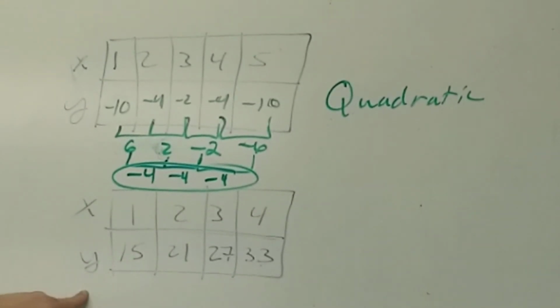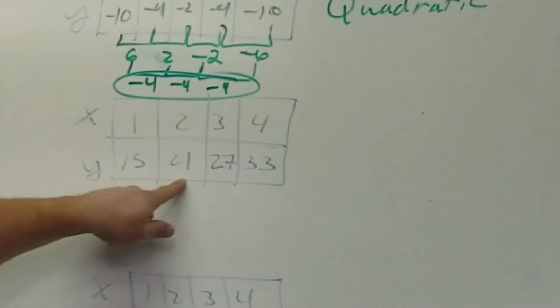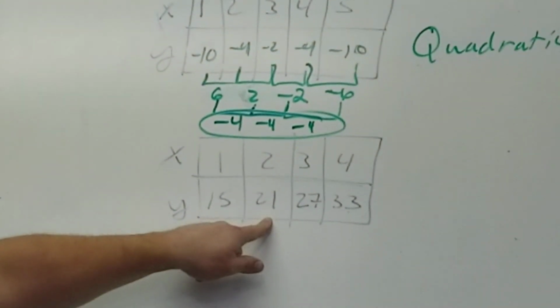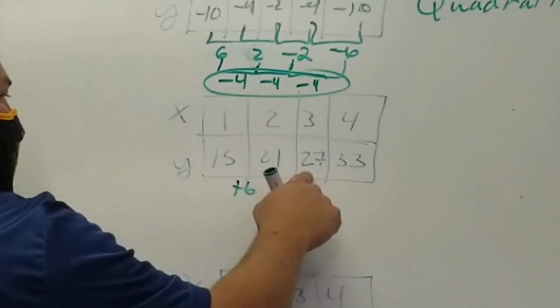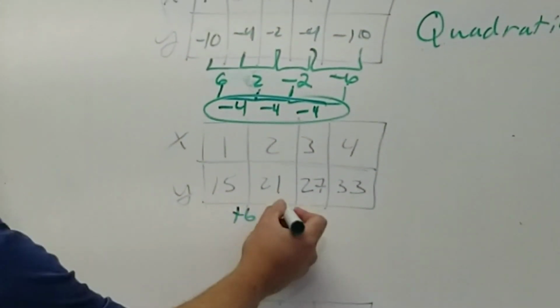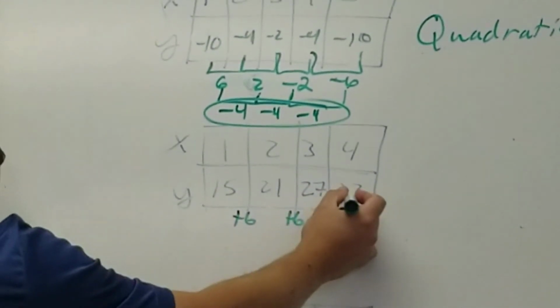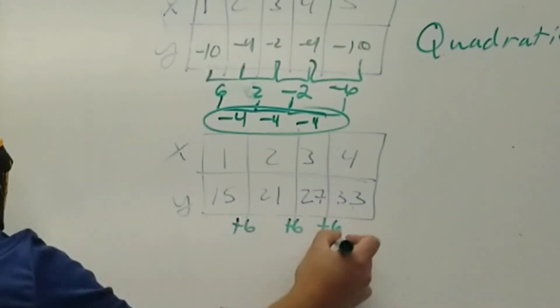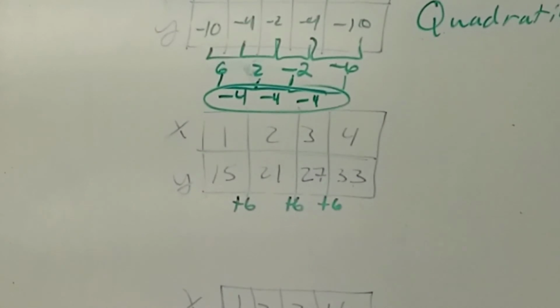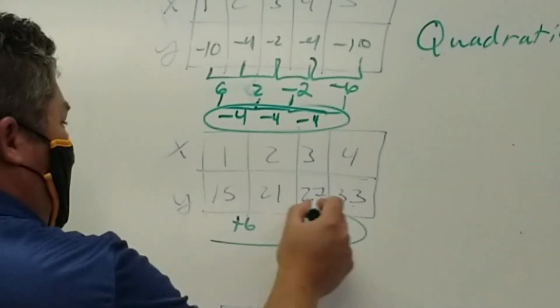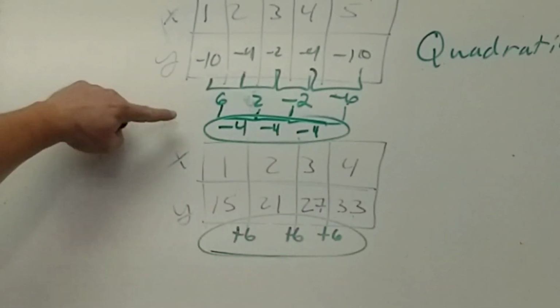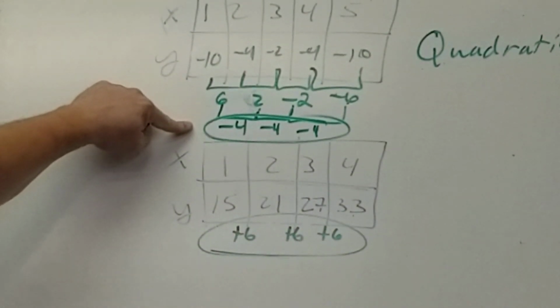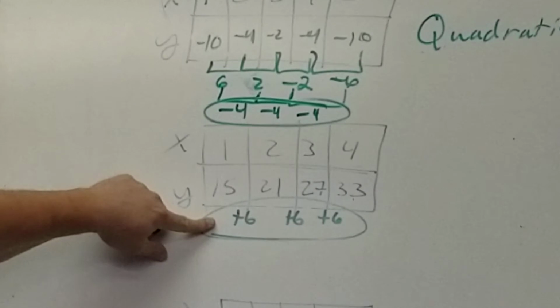Okay? Let's look at this one. Let's see what this one is. I'm going from 15 to 21. How would I get there on a number line? Add 6. Then 21 to 27, add 6. 27 to 33, add what? 6 every time. These are called the what differences then? First differences, if the others were called second differences, right? These are called first differences.